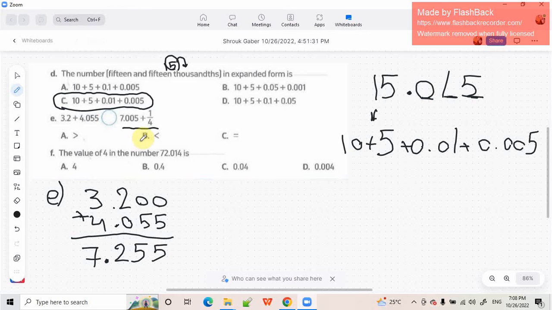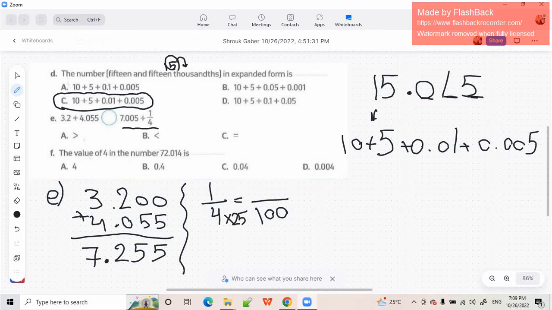7 and 5 thousandths plus 1/4. Okay, we don't have any fraction with 1,000 in the denominator. We have 4, but we want 100 in the denominator. How can we change 1/4 to another fraction with that denominator? Is 10 in the times table of 4? No. Is 100 in the times table of 4? Yes. How can we make 4 into 100? By times 25. Okay, because we have 4 twenty-fives in 100.